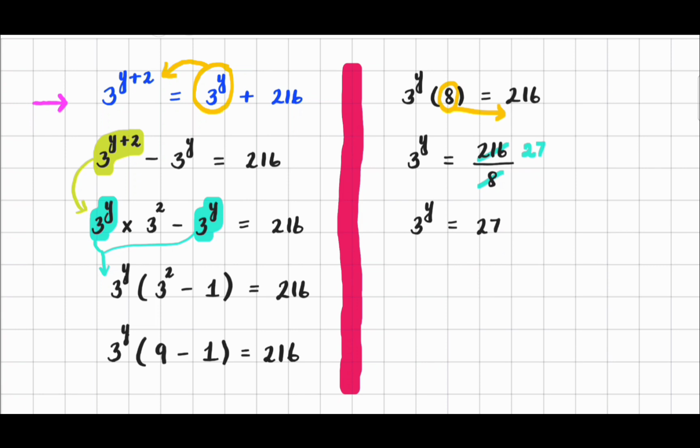Our aim is to find the value of y, so we have to get rid of this base 3. For that, I am going to write this right hand side 27 with 3 coming in the base. There is only one possibility here, which is 3 cubed. Now since the bases are equal, the powers are also equal. Therefore, y equals 3.